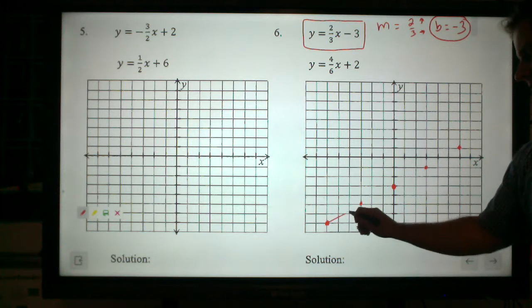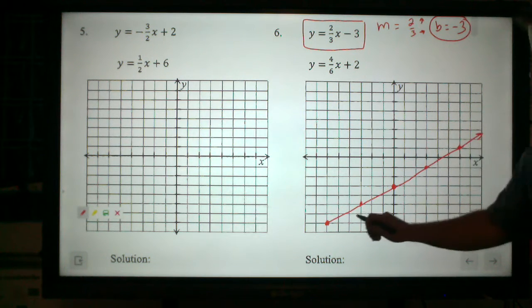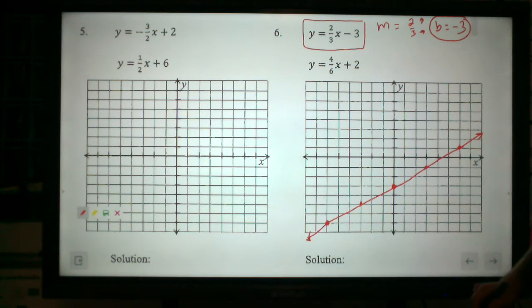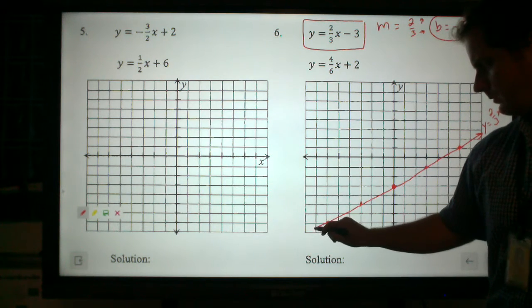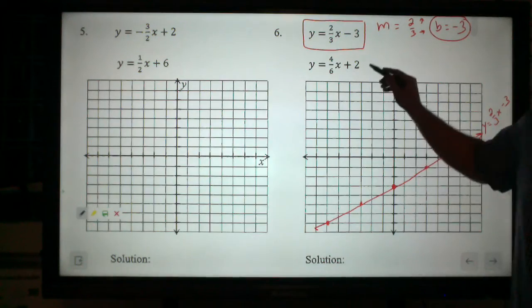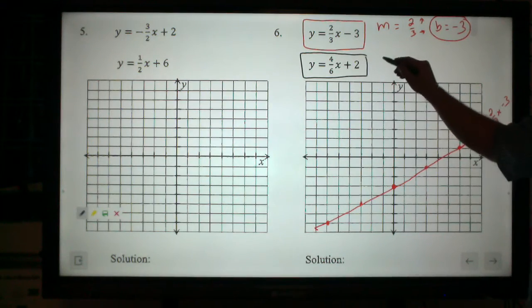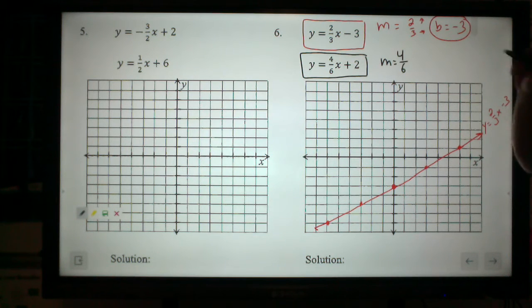If you watched earlier videos, you know that we connect our points, draw arrows through them, and then also label it. So this is y equals 2/3 x minus 3. All right. From here, we will continue by graphing the second line. So this one, we have a slope of 4/6, and our y-intercept, which is b, is +2.